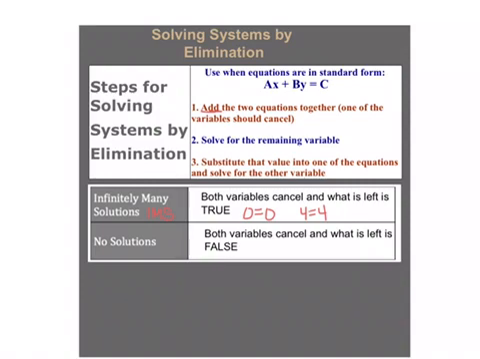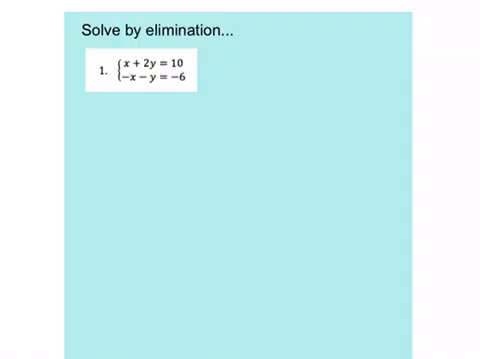The second thing we can come up with is a no solutions, and that's when both variables cancel out, but what's left is false. So if I get a 0 equals 10, or 5 equals 6, those are false statements, so that would be a no solution problem.